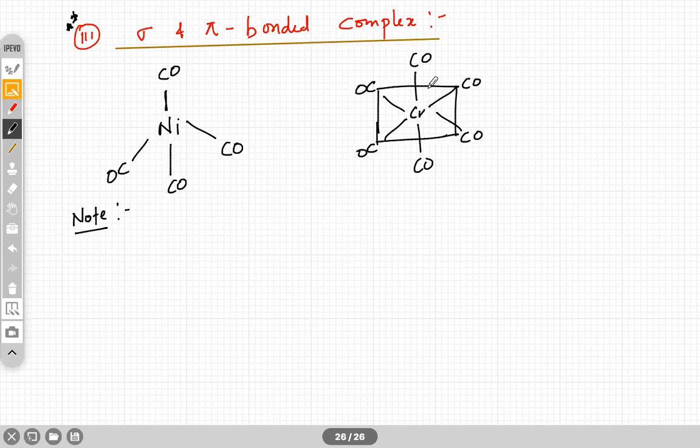Excuse me, sir. Yes. Sir, if a bond is being formed by the donation of electrons from carbon, then how is it a sigma bond? I mean, isn't it a coordinate bond? Did you copy this? Yes. Yes, sir. Okay.